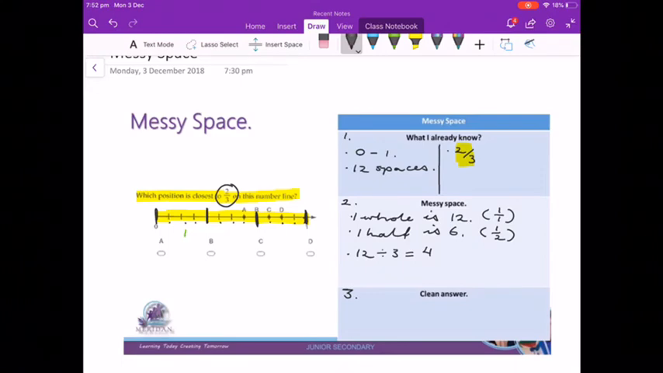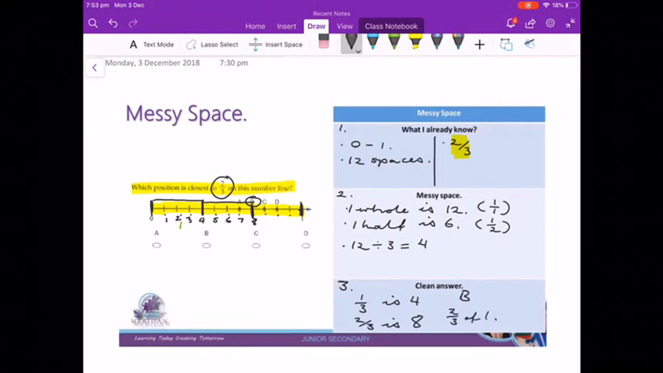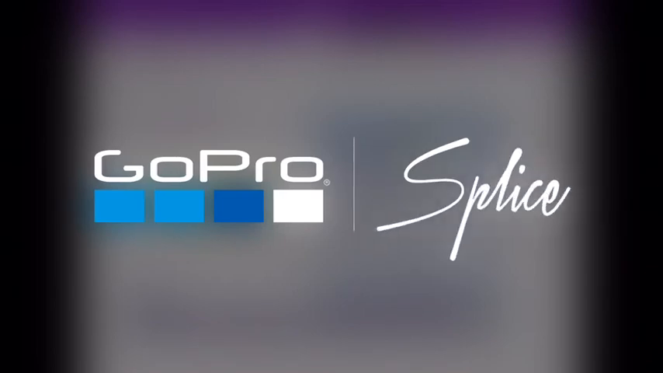So if 1/3 is equal to 4, 2/3, which is here and here, would take us to B. Because if 1/3 is 4, 2/3 has got to be 8. And you can see the 8th number, 1, 2, 3, 4, 5, 6, 7, 8, is equal to B. 2/3 of 12 is 8. And that is how you solve a problem using messy space framework.